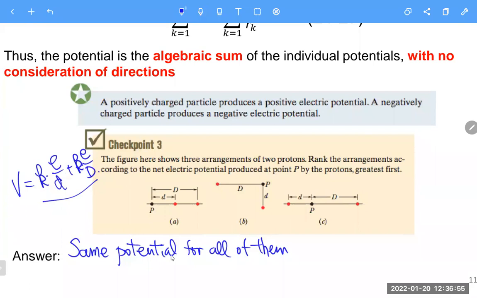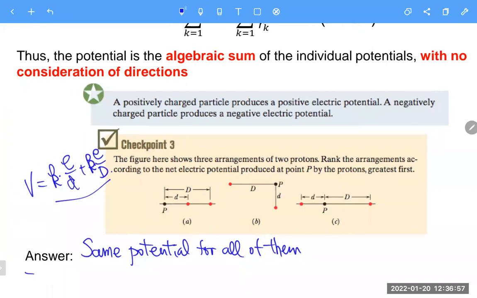But if we consider the E field, then of course it will be different. If we consider the E field, E A will be larger than E B, which will be larger than E C, because for the E field, it points to the left side. This is positive, so the E field points to the left side. For part A, both of them point to the left side.